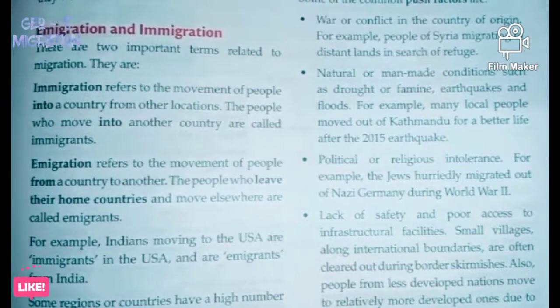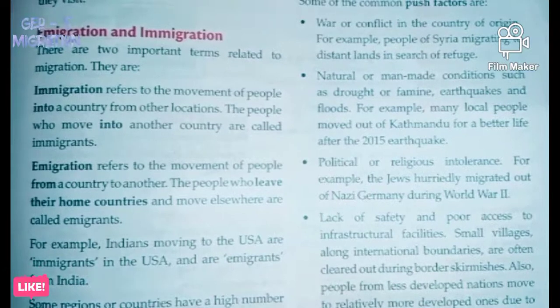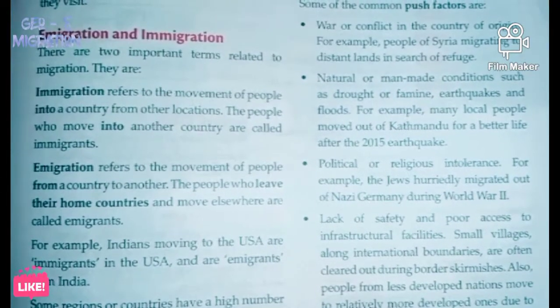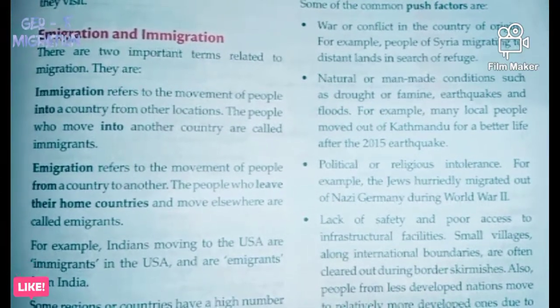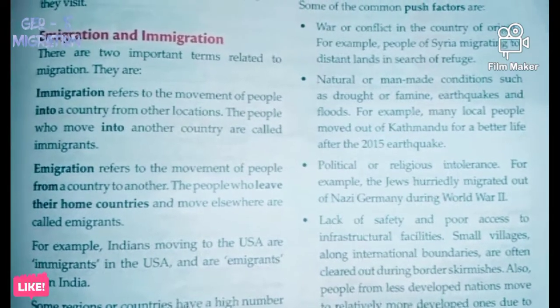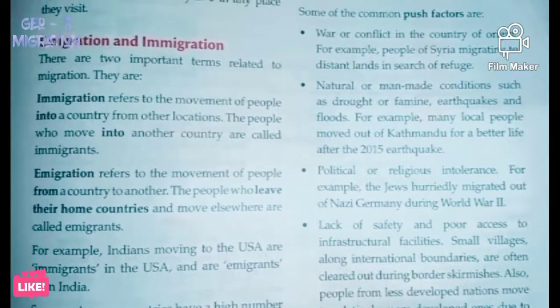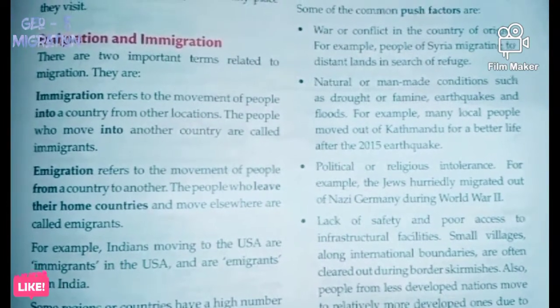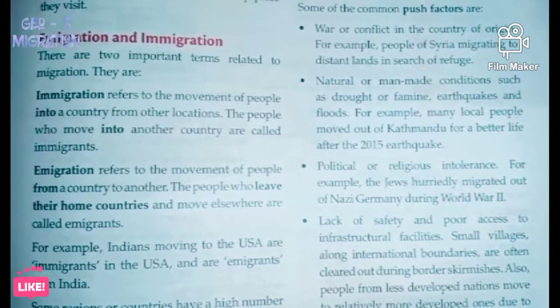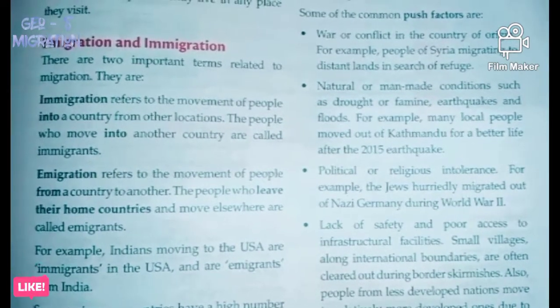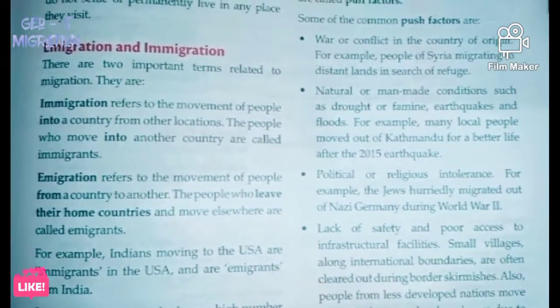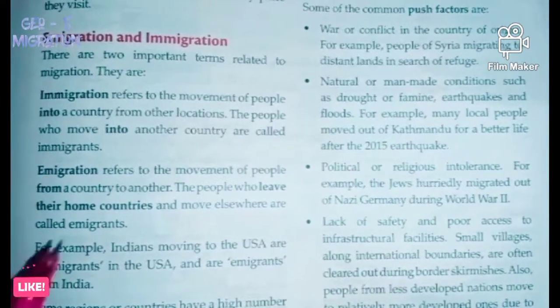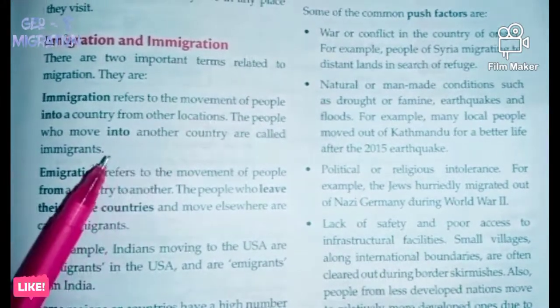For example, some people from Canada travel to India. When they travel to India and come to live in India, these people are called immigrants. These people are called immigrants because they leave their own country and now they have come to settle in India. So for India they are immigrants, meaning they moved into another country.